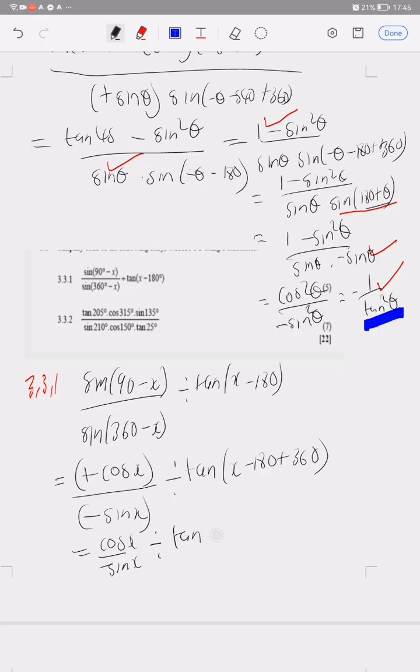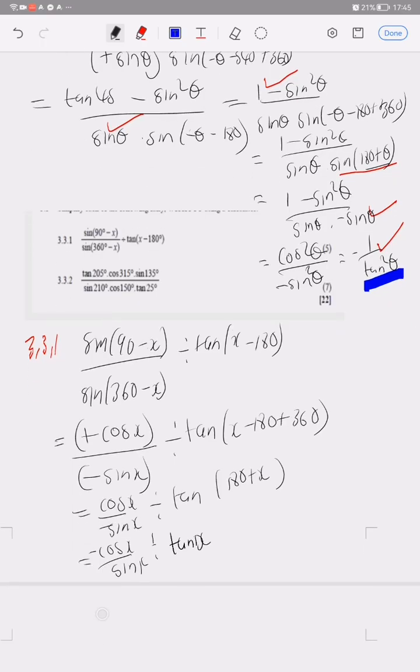tan of x plus 180, right? So I can just rearrange it and write it 180 plus x. So what do I have here? I have negative cos x over sine x divided by, what do I have here? Which quadrant is this one? It is in the third quadrant and tan is positive, so I'll have positive tan x, right? Then I can simplify from there.